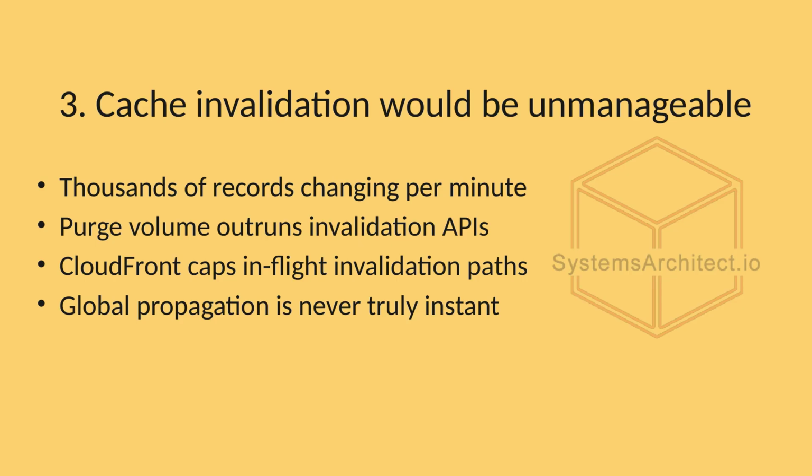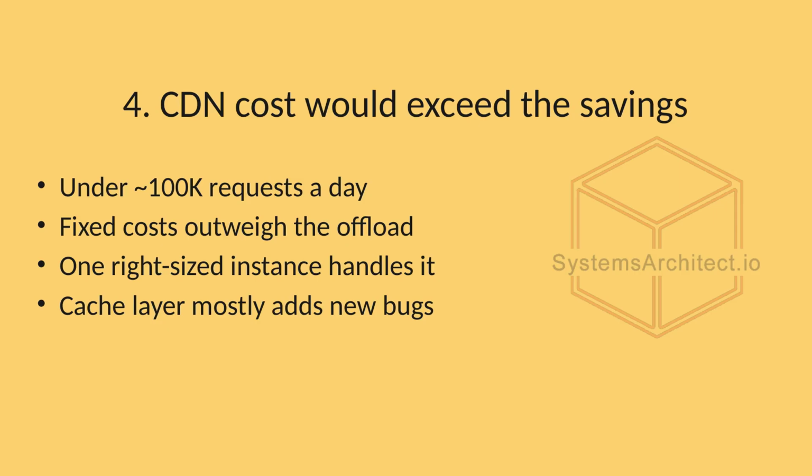4. CDN cost would exceed the savings. Below roughly 100,000 requests a day, the offload is worth less than the overhead. One right-sized instance serves that traffic comfortably. At that scale, a cache layer mostly buys you a new category of bug.